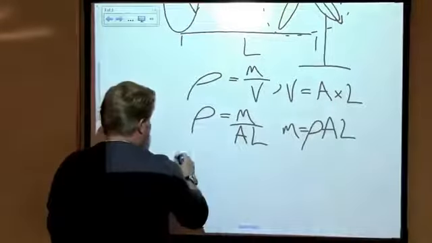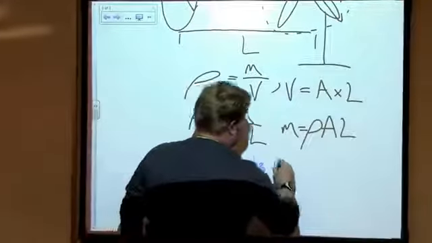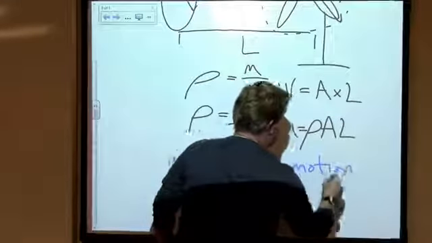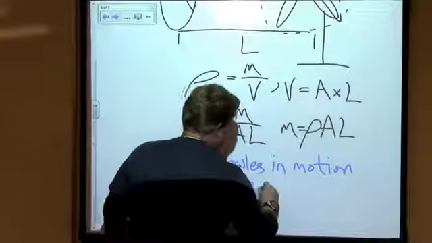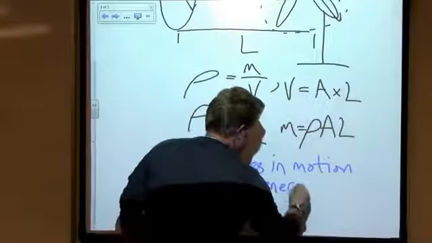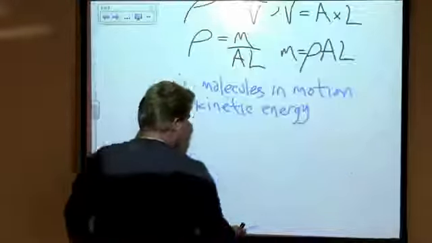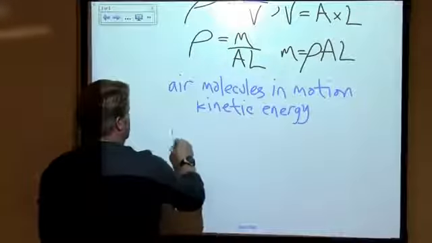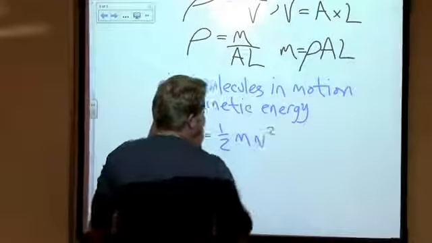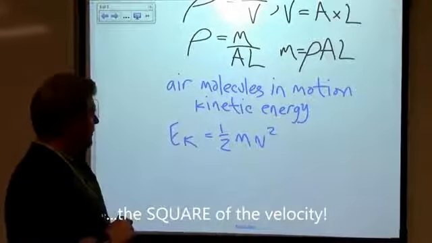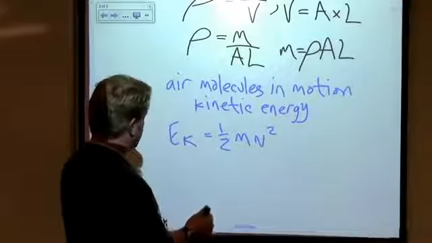But again, what we're talking about are air molecules in motion. So since they're moving, probably best to use an equation for kinetic energy if we want to know how much energy is in this cylinder. So what's the equation for kinetic energy? Well, E sub k, kinetic energy, is equal to 1/2 times the mass times the velocity of the object that's in motion.